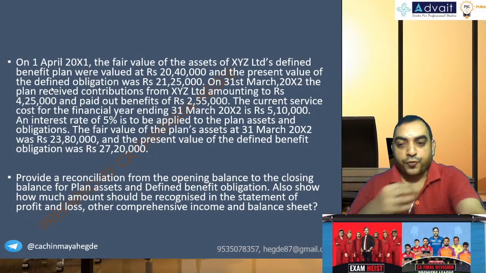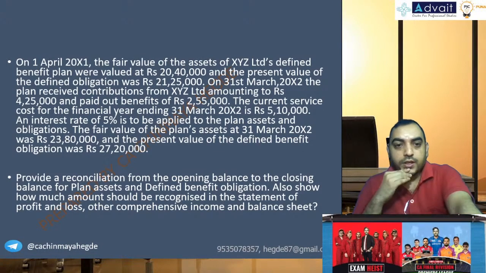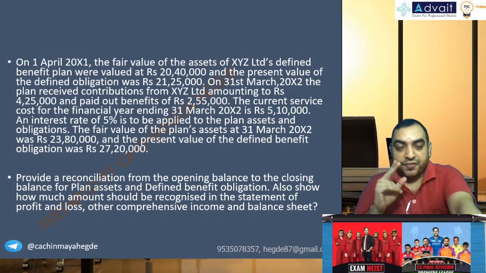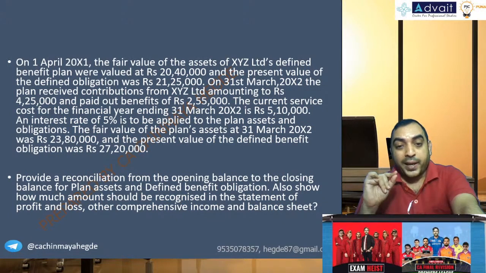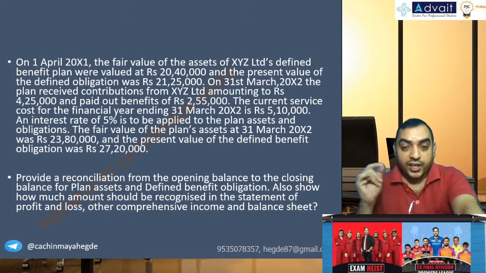Okay, let's go for this problem. On April 1st, the fair value of assets of X Limited's defined benefit plan was 20 lakh 40,000 and the present value of defined obligation is 21 lakh 25,000. On 31st March 2002, the plan received contribution from XYZ amounting to rupees 4 lakh 25,000 and paid out benefits of 2 lakh 55,000. The current service cost for the financial year ending 31st March 2002 is 5 lakh 10. Interest rate is 5%, to be applied to the planned assets and obligations.